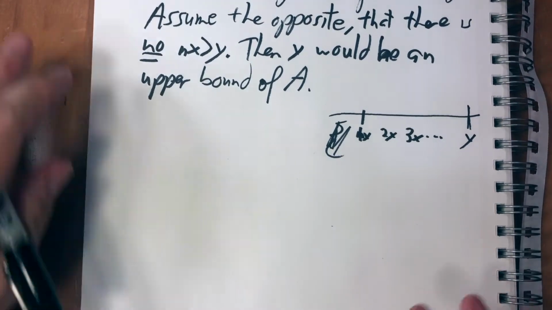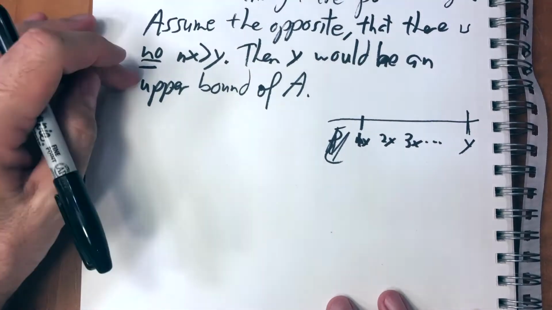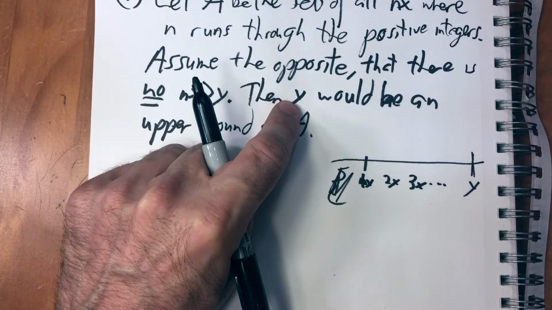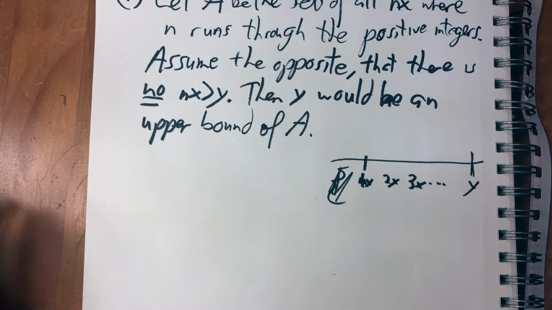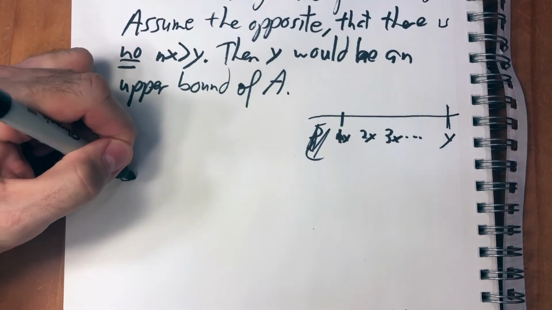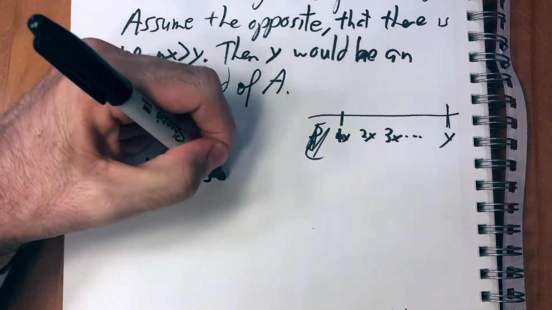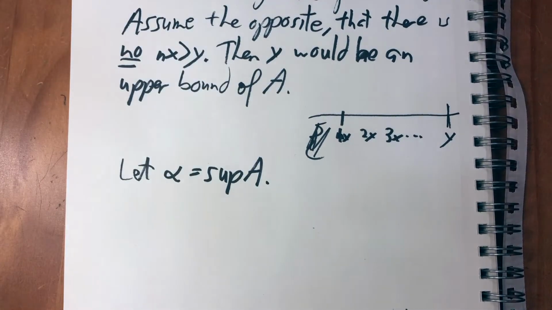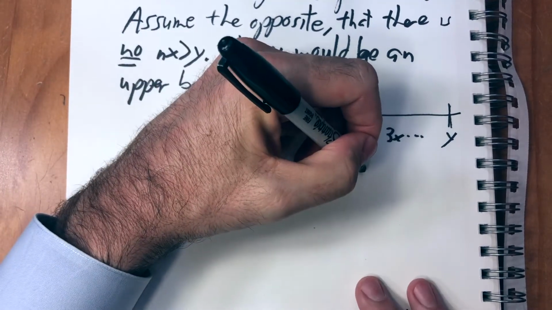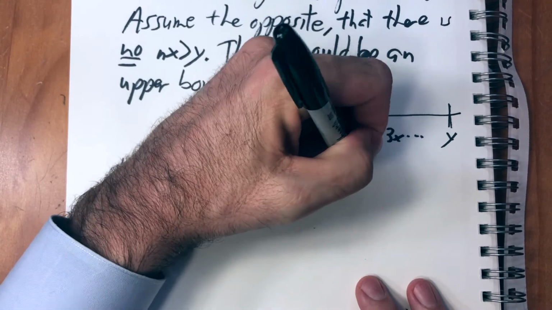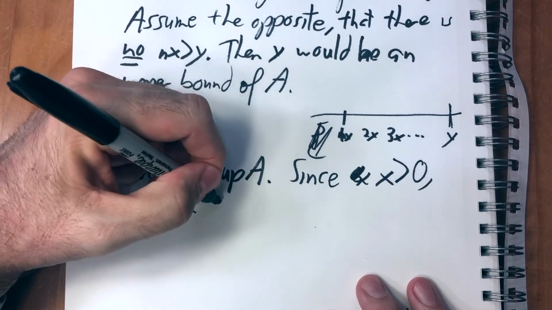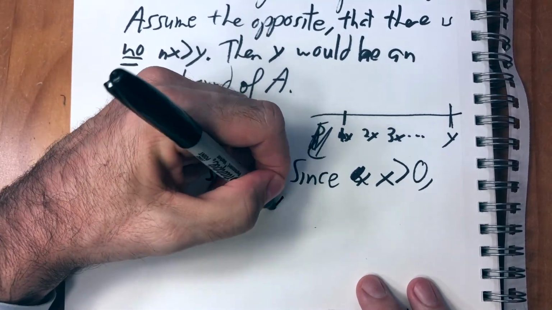Now, what do we know about the real numbers? Because these are real numbers we're dealing with, that means there's a least upper bound. So if A has an upper bound, it's also going to have a least upper bound in R. So let alpha equal the supremum of A. Since x is greater than 0, then alpha minus x is less than alpha.